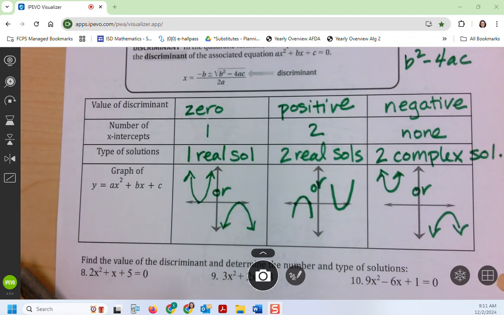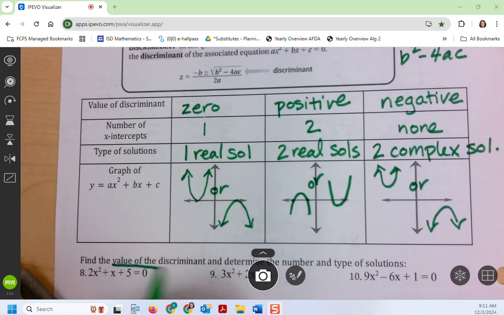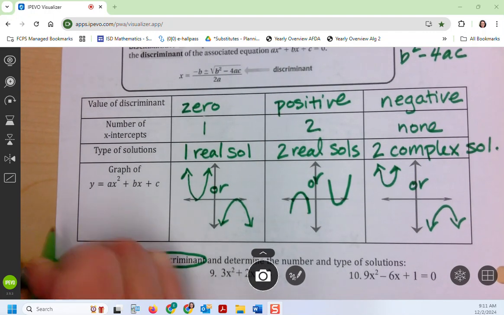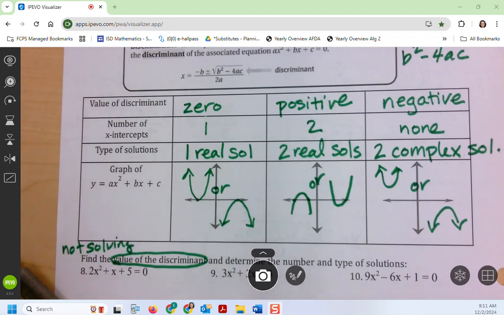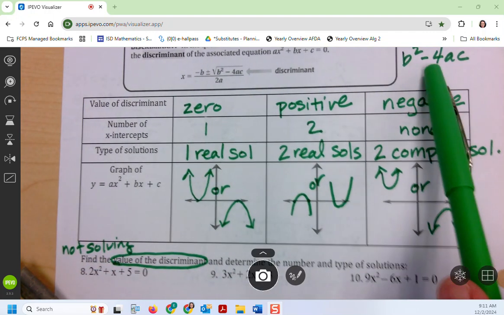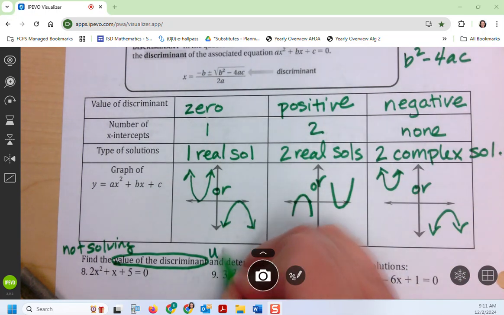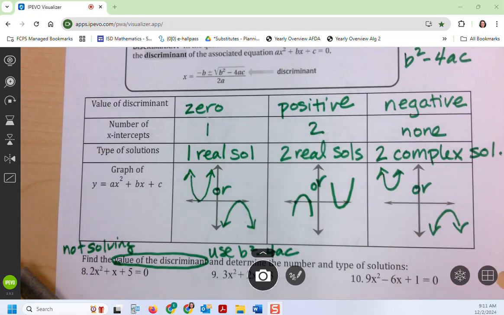All right, so in these problems, it doesn't say to solve. It just says find the value of the discriminant. We're not solving. Solving, you need the whole equation. But if it asks you about the discriminant, you're just going to use b squared minus 4ac. You still need to be in standard form, though.